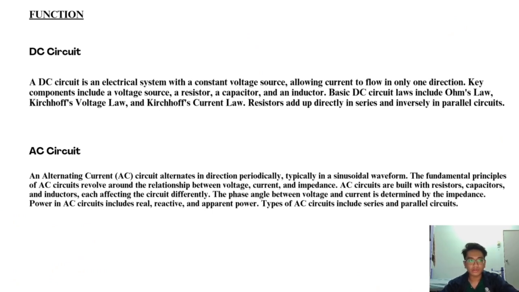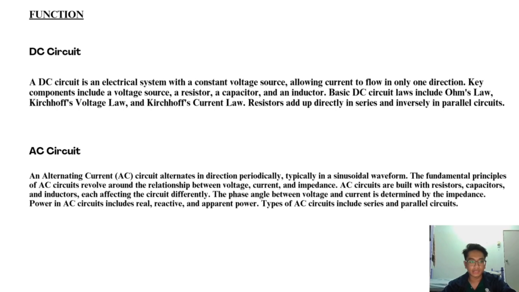First, let's talk about what a DC circuit is. A DC circuit is an electrical system with a constant voltage source, allowing current to flow in only one direction. Key components include a voltage source, resistor, capacitor, and inductor. Basic DC circuit laws include Ohm's law, Kirchhoff's voltage law, KVL, and Kirchhoff's current law, KCL. Resistors add up directly in series and inversely in parallel circuits.